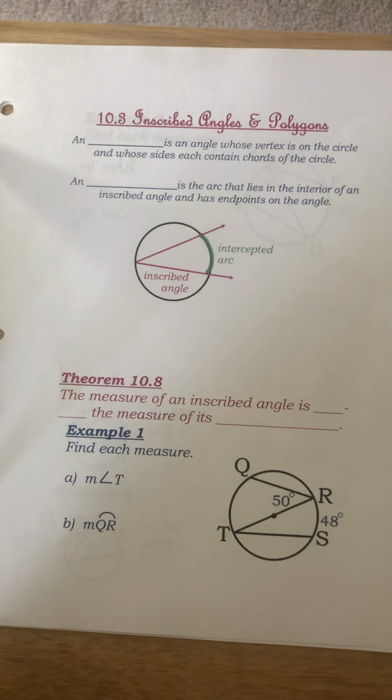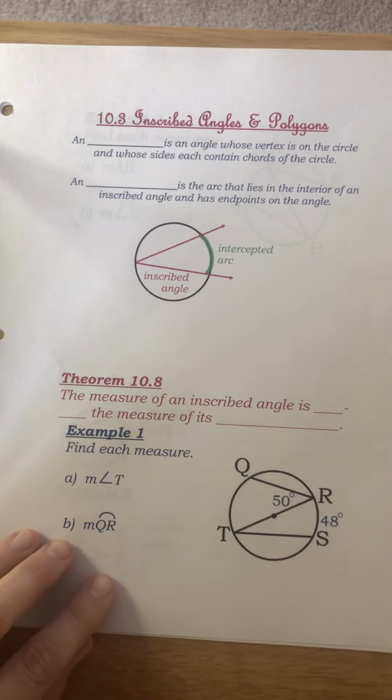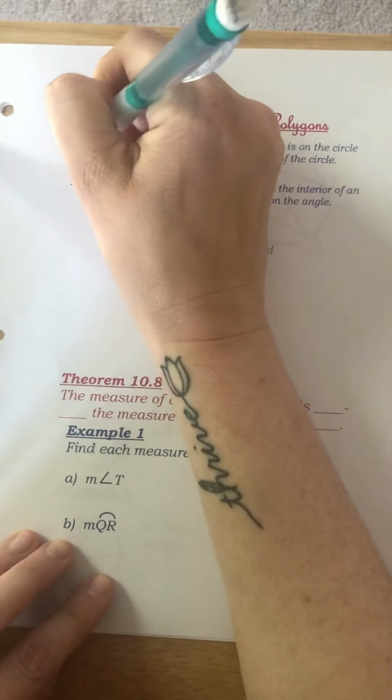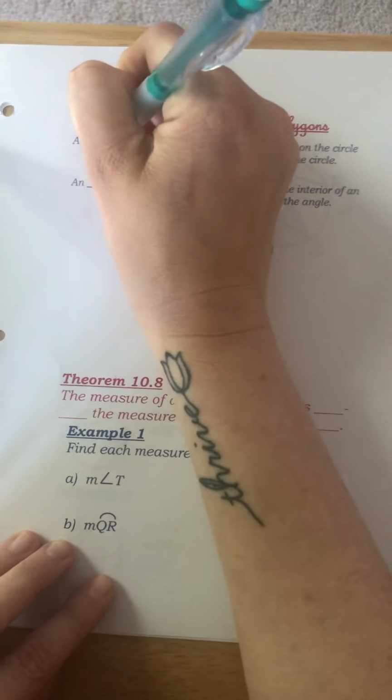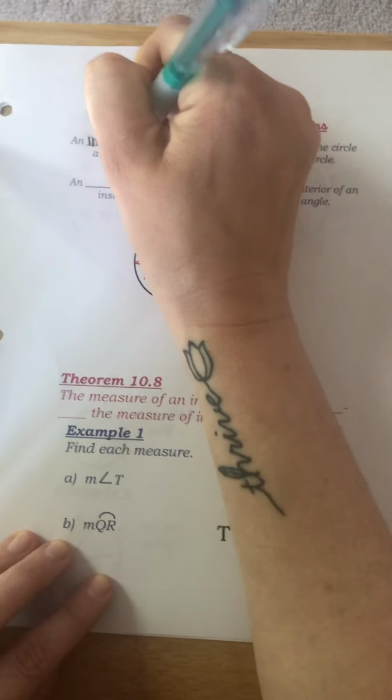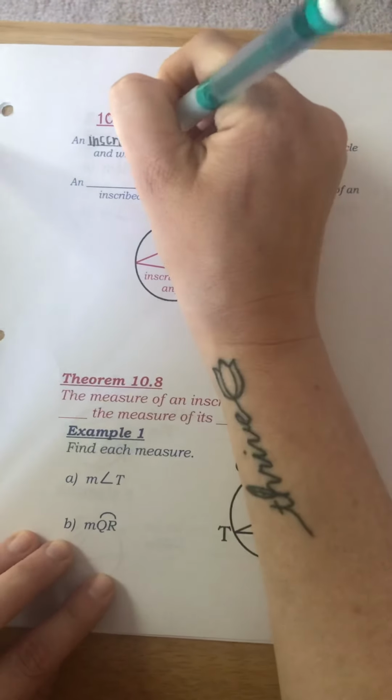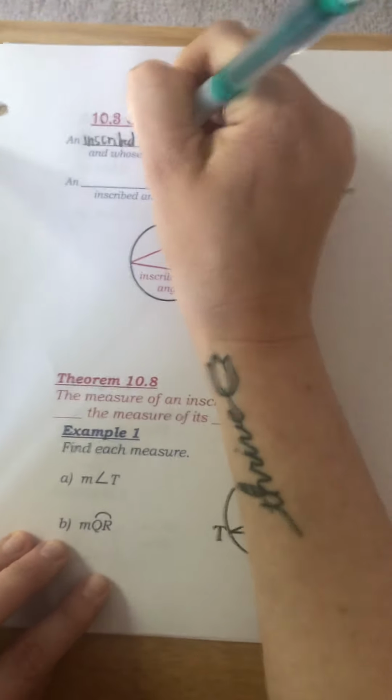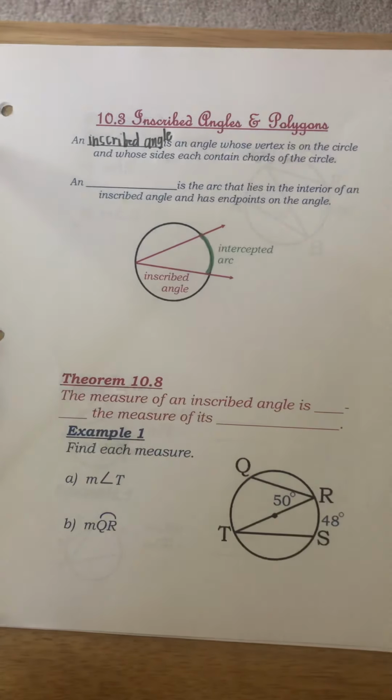We are continuing with circles in this chapter. Today we're going to be talking about inscribed angles and inscribed polygons. There is a little vocabulary that we're going to start with. The first thing we're going to talk about is an inscribed angle. An inscribed angle is an angle whose vertex is on the circle and whose sides each contain chords of the circle.